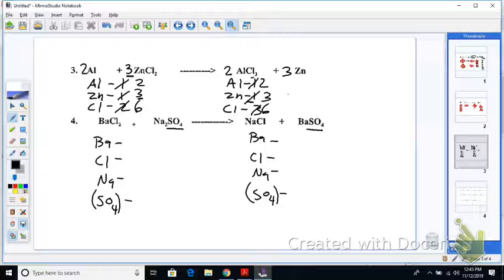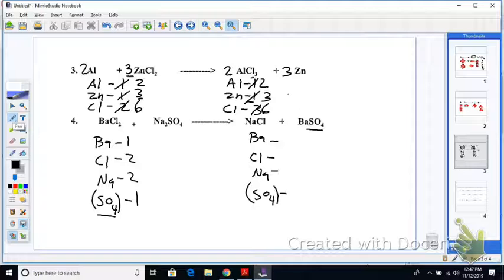So, it goes 1, 2, 2, 1. Is that right? Yep. Some students like to put 4, because that's 4 oxygens, but you only have one of these. Keep SO4 together because it's identical on both sides. So keep it all together.